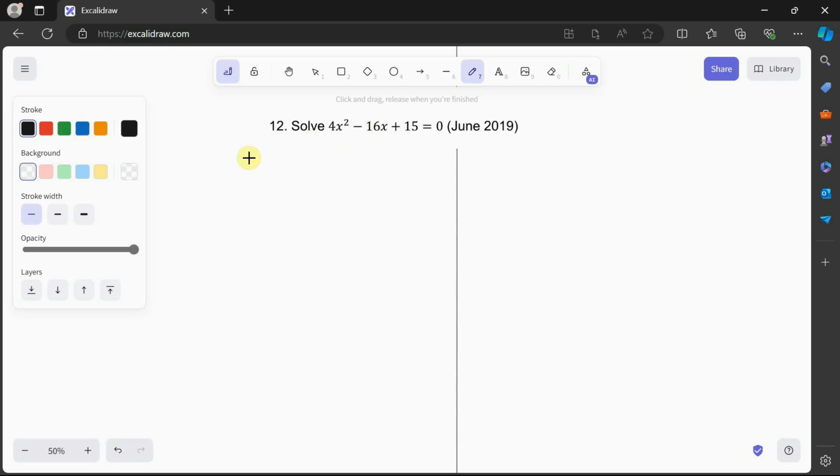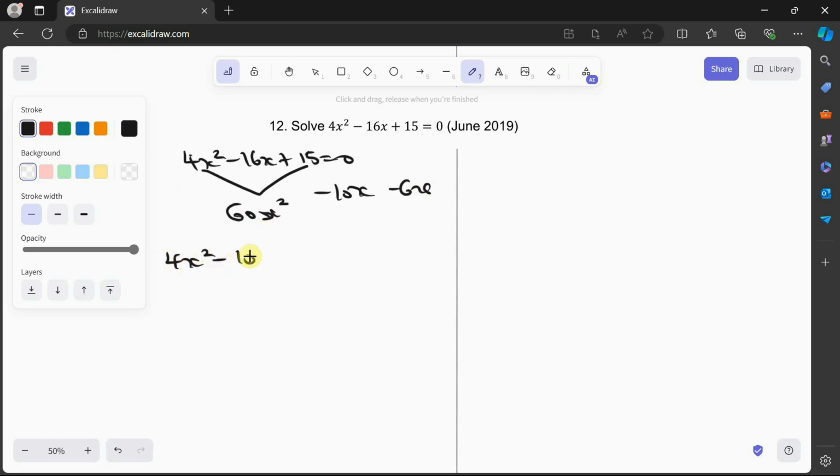So for this, I'm going to use the factorization method again. So that's 4x squared minus 16x plus 15 is equal to 0. If I join these two, this will give me 60x squared. Two numbers that multiply to 60x squared and add to minus 16x. That will be minus 10x and minus 6x. So I'll now replace and say 4x squared minus 10x minus 6x plus 15 is equal to 0.